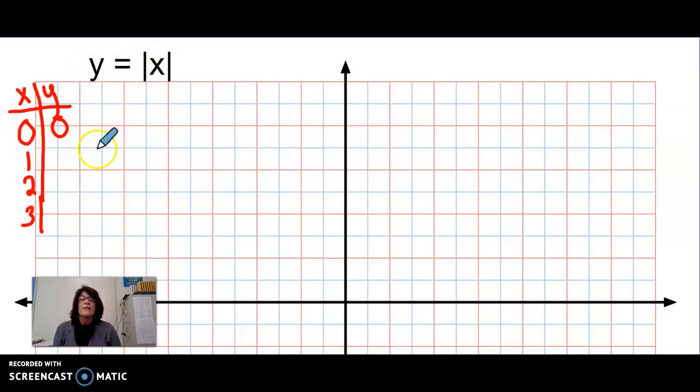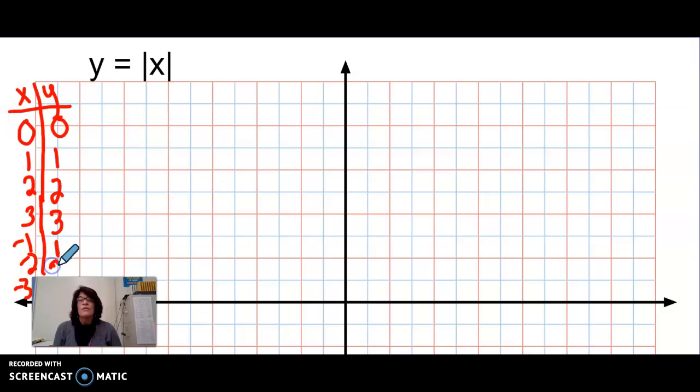Absolute value of 1 is 1. Absolute value of 2 is 2. Absolute value of 3 is 3. And then I put in some negatives. Absolute value of -1 is also +1. Okay, the absolute value makes the number non-negative.